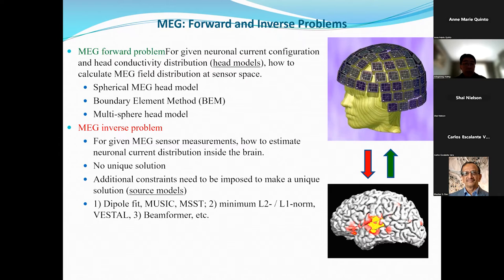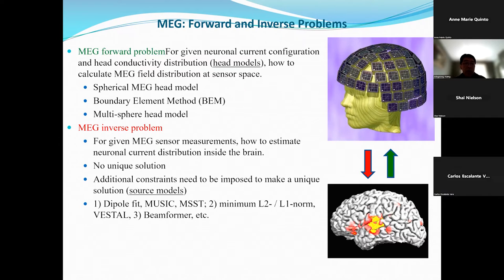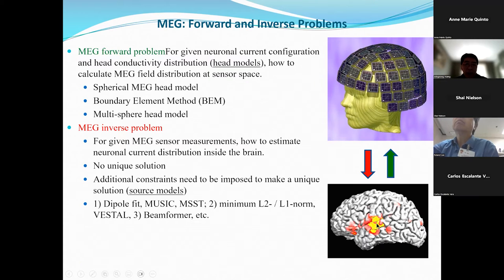So, of course, to do that, we need to know the conductivity profile of the head. If you look at this picture, it is from the inside out. If we know the source configuration and we know the conductivity profile, we can calculate the MEG field distribution at each sensor location and orientation. So that's a problem from inside out, the MEG forward problem.